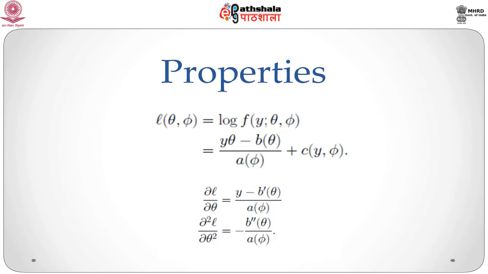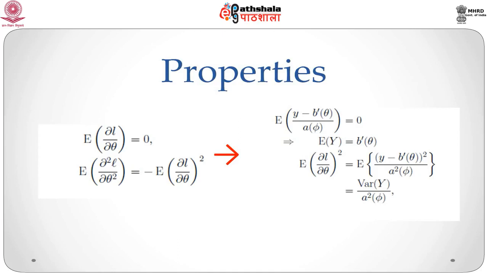Note that the log likelihood of theta and phi is given by log of f of y, theta, phi, which is equal to (y theta minus b theta) by a phi, plus c of y, phi. This means that the score equations are given by del L del theta equal to (y minus b dash theta) by a phi, and the second derivative is given by del square L del theta square equal to minus b double dash theta by a phi.